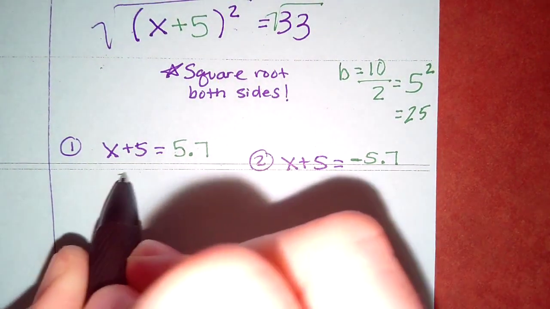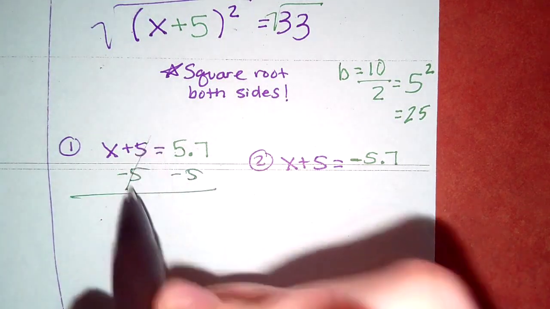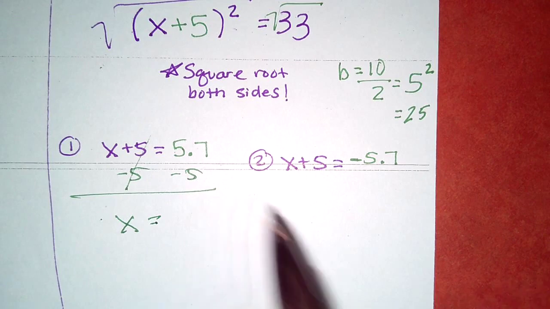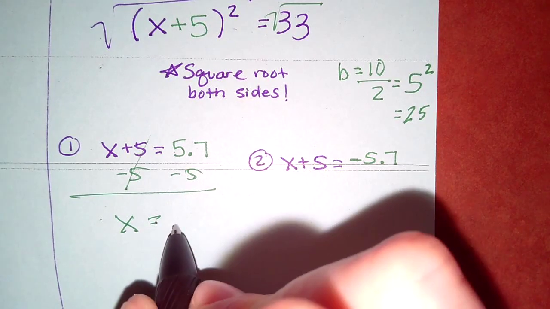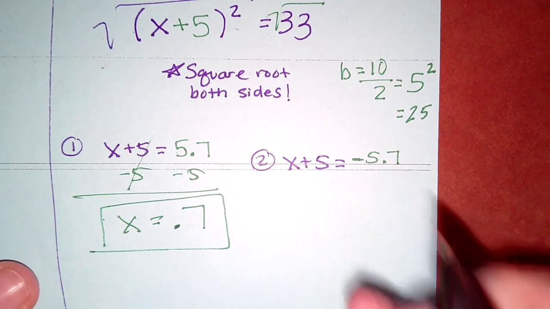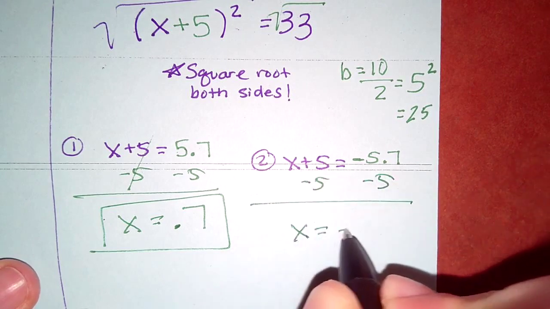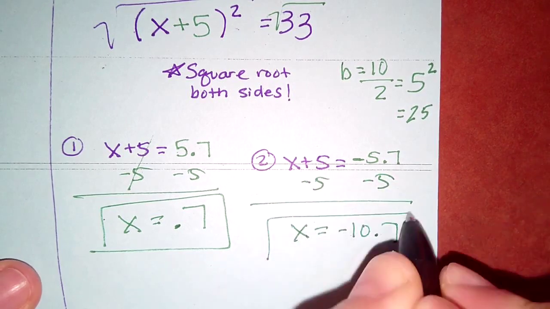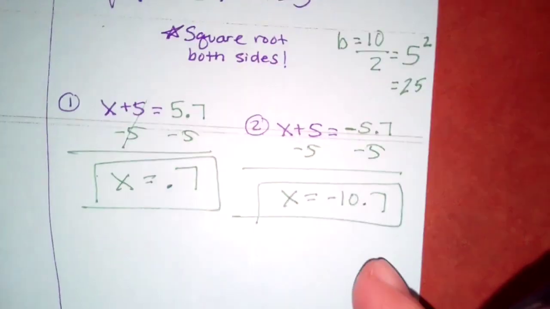So subtract 5 on this one. So these cancel. So x equals, what's 5.7 minus 5? Just 0.7. So that's one of our answers. This one, if I subtract 5, good, negative 10.7. That's my two solutions.